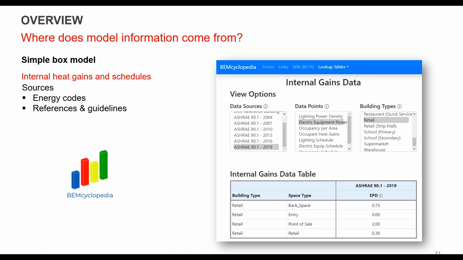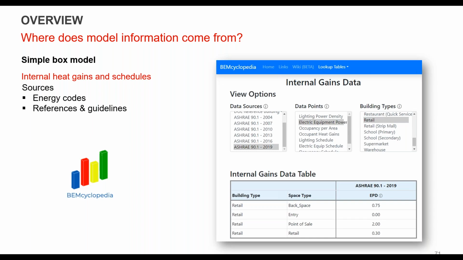Moving on, other places to find inputs for internal gains. And again, this is a really good resource if you just need to quickly populate lots of different things and you don't want to go dig, and you're not super familiar with the different references. If you look at the BEMcyclopedia, there is a great lookup table where you can pick your version of 90.1, the type of data input you're looking for, and the building type, and it'll give you a quick rundown. In this case, this is equipment power for a retail shop, right?